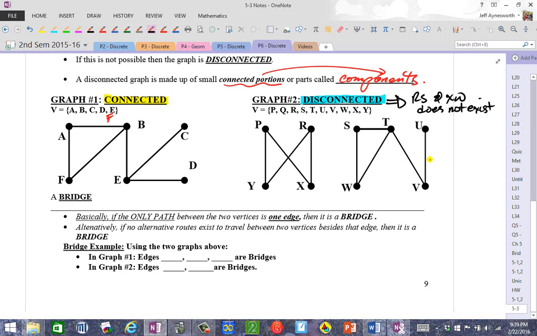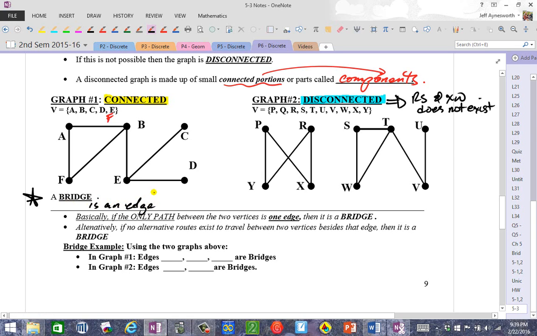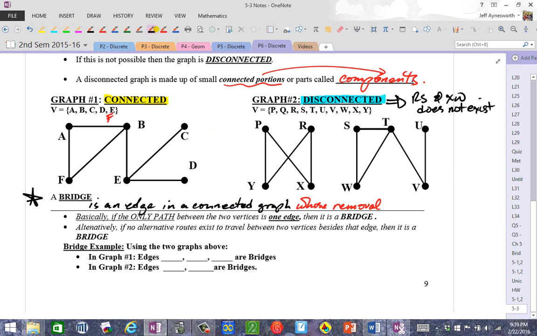Now, another major term in graph theory is what it means to be a bridge. A bridge, which is going to come into play in some of our algorithms later on, is simply an edge in a connected graph whose removal makes it disconnected. So let me say that again. A bridge is an edge in a connected graph, like the one on the left in graph number 1, whose removal makes it disconnected.